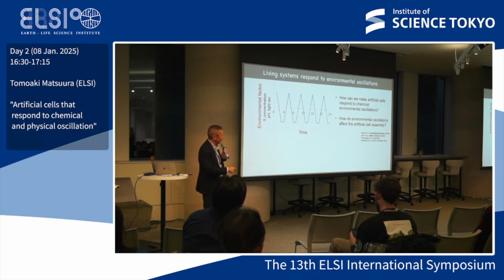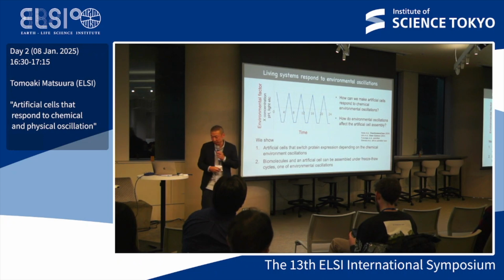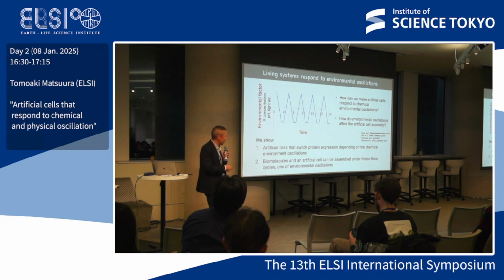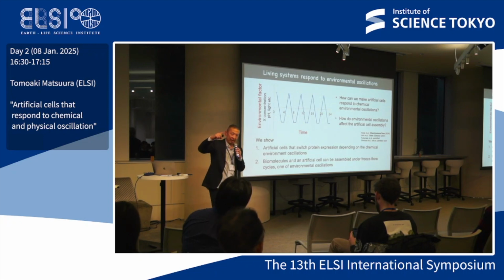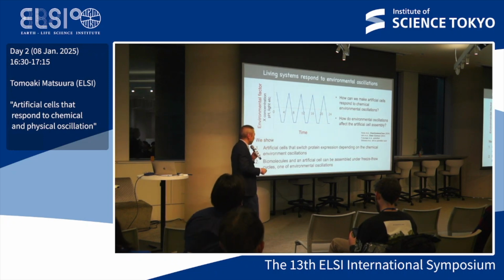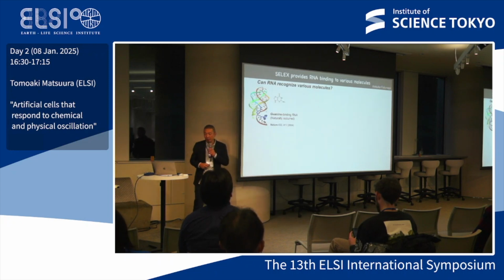This kind of energy can be used to assemble or create a living system. And so I want to show you these two examples. More precisely, in the first part, we show that the artificial cells can switch protein expression depending on the chemical oscillation. So I will show you that indeed our system can respond to environmental oscillation. And second, we will show that the artificial cells can be assembled using one of the environmental oscillations, namely the freeze-thaw cycle. And we'll start from this engineering part.